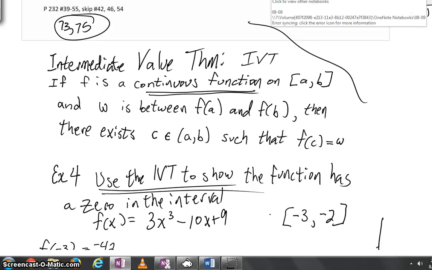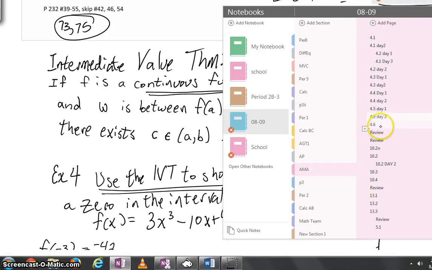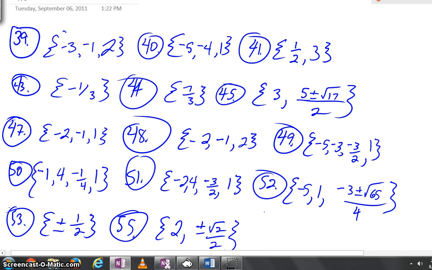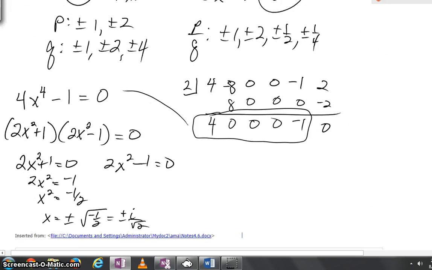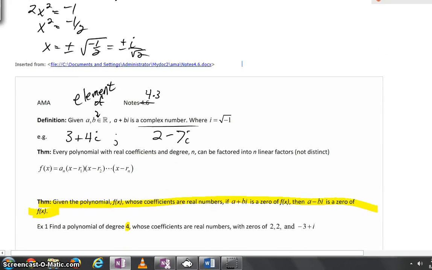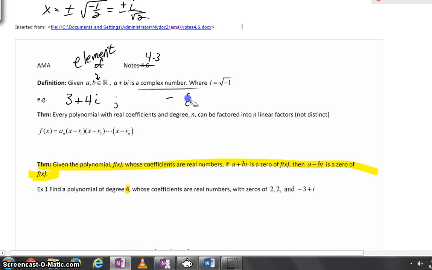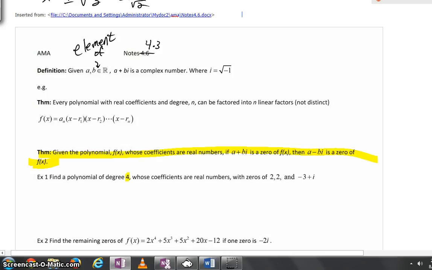Well, that being said, let's jump into the notes for section 4.3. Your notes are nice and fixed up. My notes, sad to say, are an electronic version of the older version. But we mentioned this yesterday. We said, hey, let's talk about the complex numbers. Let's review what we've got for complex numbers.